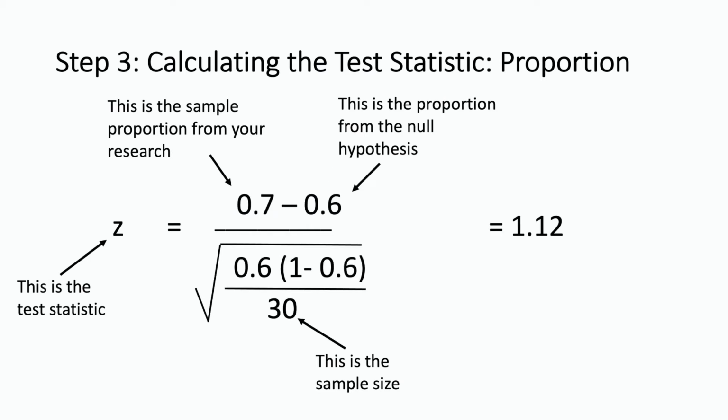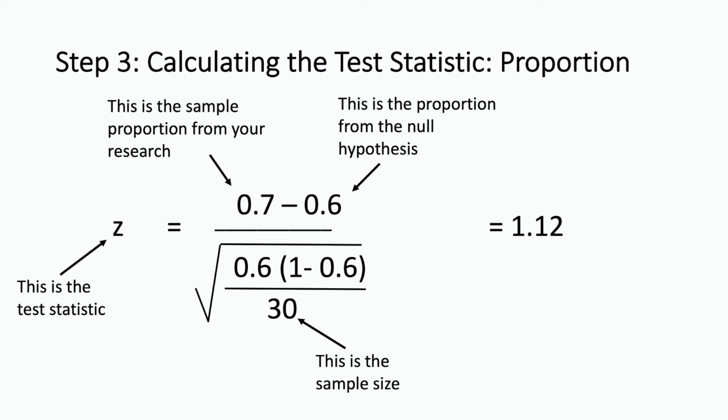So now we can take the data that we collected from our random sample of 30 students and calculate the test statistic. It's 0.7, the sample proportion from my research, minus 0.6, the proportion from the null hypothesis. You divide that by the square root of 0.6 times 1 minus 0.6, divided by 30. So you end up with a z-statistic of 1.12.